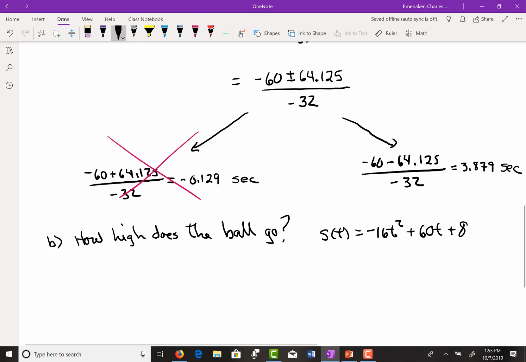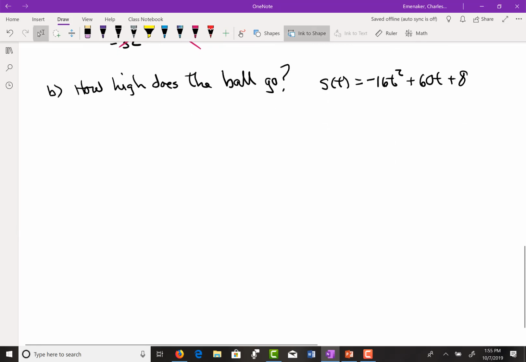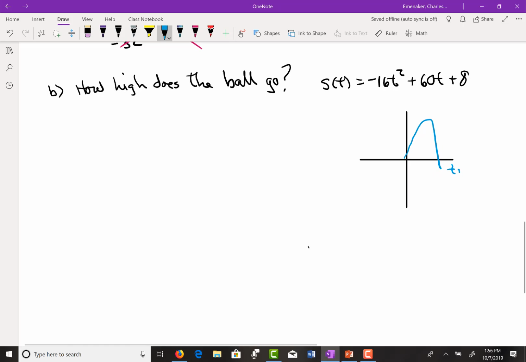Okay, what's the other idea, Chuck? Keep in mind that when we graph this, this is going to be a parabola. And it's going to do something like this, where this is time, and this is height. It hits a peak at that location right there.